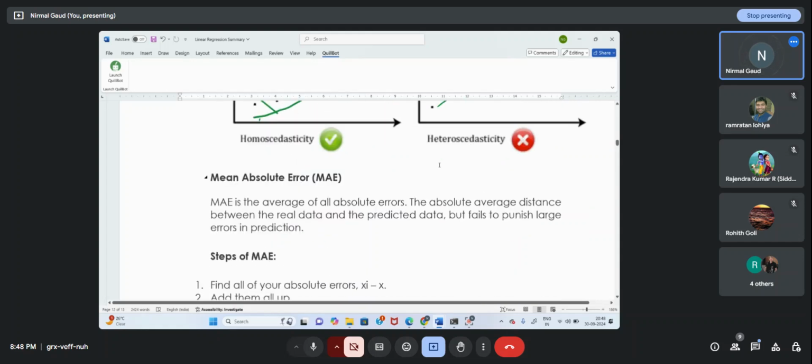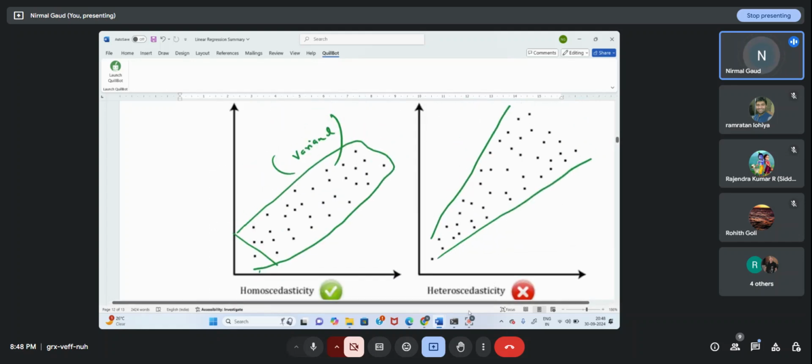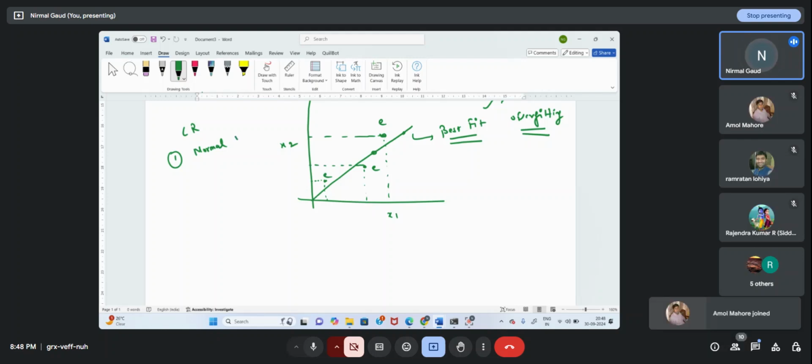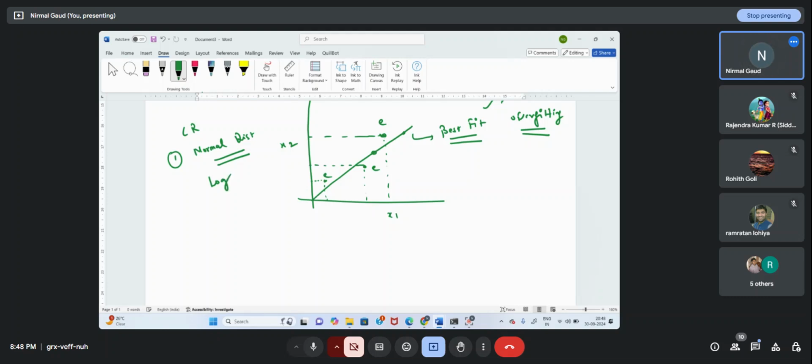So what are the assumptions which we have studied in linear regression? Before applying the model, you have to follow these things: normal distribution of continuous features along with the residuals also. However, don't go too much into the depth. Normal distribution of continuous features is okay. If they are not normally distributed, apply log transformation, or square root will also work. Either log or square root will work.